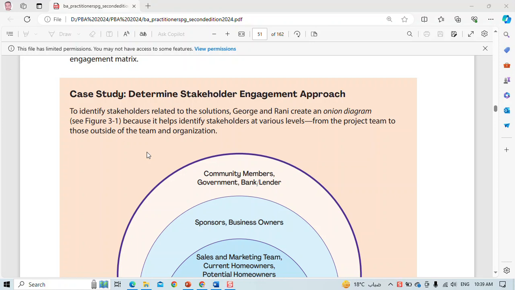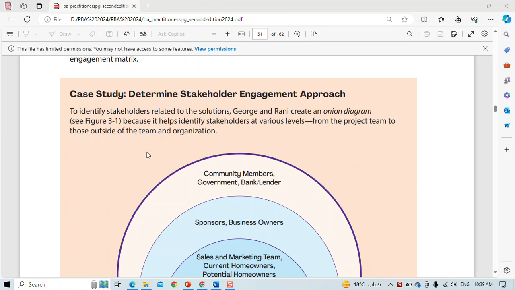Welcome back to complete our case study. We finished many steps for the specific case study, but today we will talk about a new step, which is determine stakeholder engagement approach.